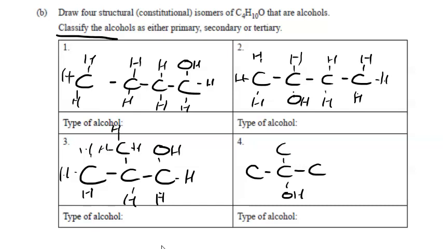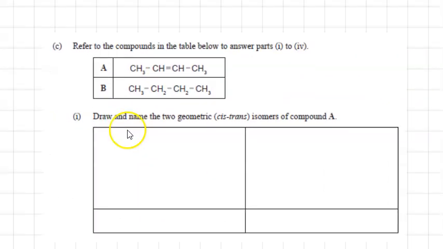So the type of alcohol: this carbon is bonded to one other carbon, so that's a primary alcohol. This carbon here is bonded to 2 other carbons, so that's a secondary alcohol. This carbon is bonded to one other carbon here, so that is a primary alcohol, and this carbon is bonded to 1, 2, 3 other carbons, so that's a tertiary alcohol. Done. Well done. So moving on quickly.